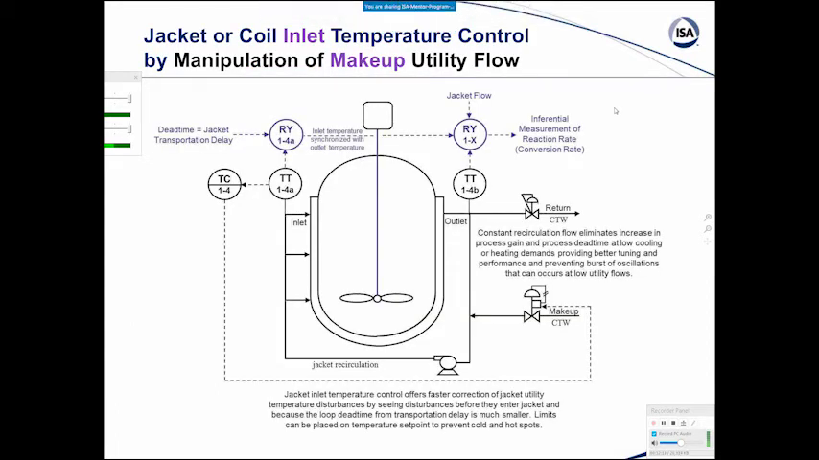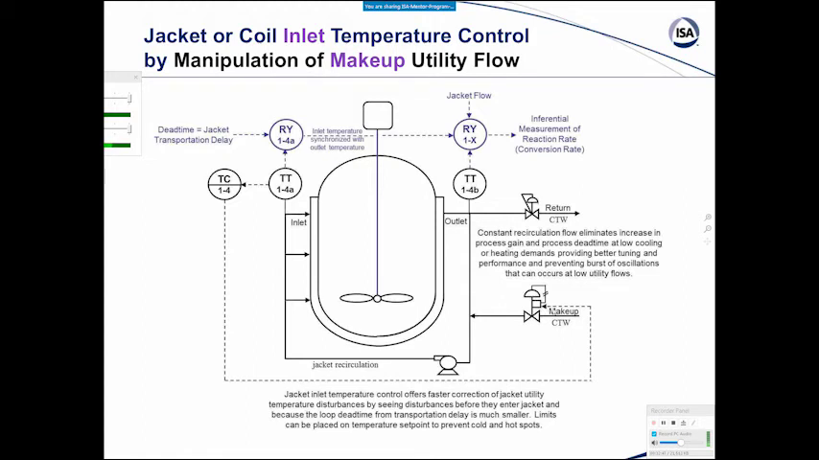Well, let's look at temperature control strategies. Now that we have the best temperature measurement, let's look at how we use that in control strategies. A very typical problem is a vessel jacket, where we've got a temperature we're trying to control. Typically, there's a temperature controller with a set point coming from the vessel itself. But here we're just looking at the jacket temperature control, and we're going to look at inlet temperature control manipulating a makeup cooling tower water flow.